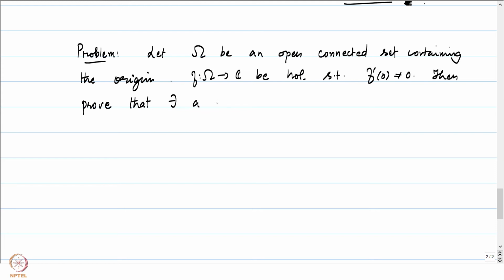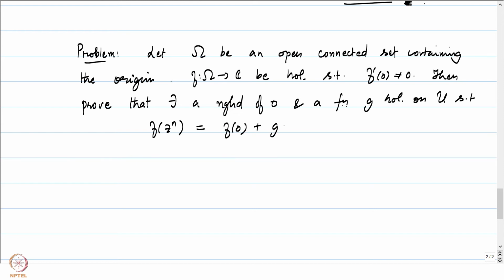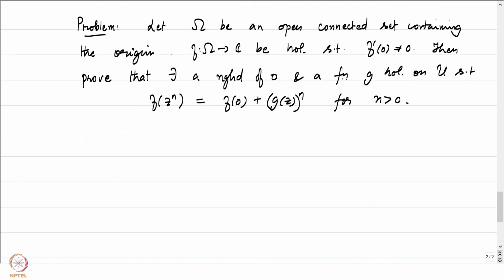there exists a neighborhood u of 0 and a function g holomorphic on u such that f of z to the power n is equal to f of 0 plus g of z to the power n for some positive n. Let's give a proof of this problem.